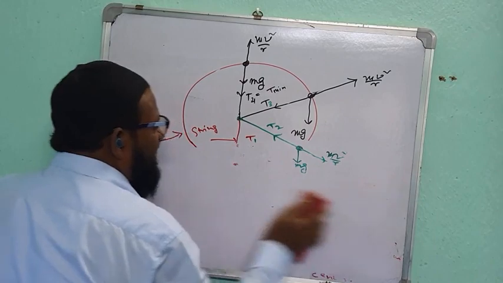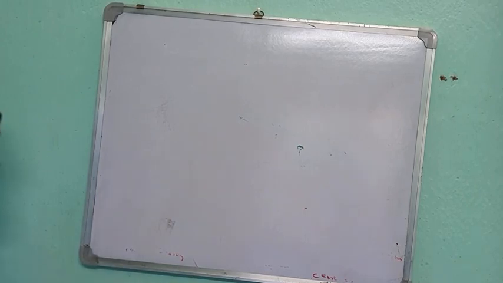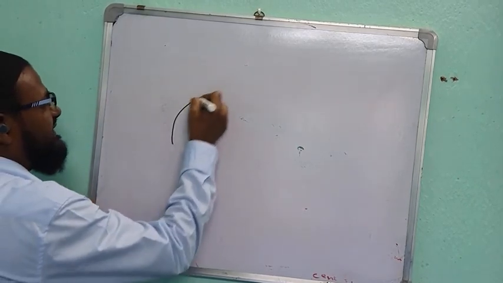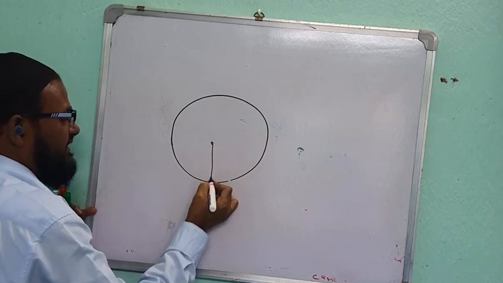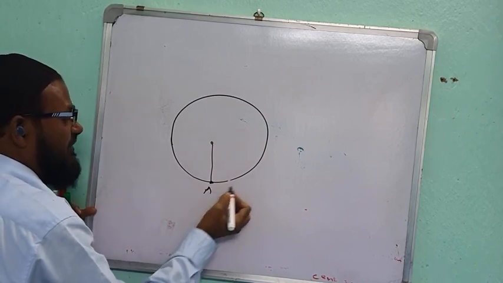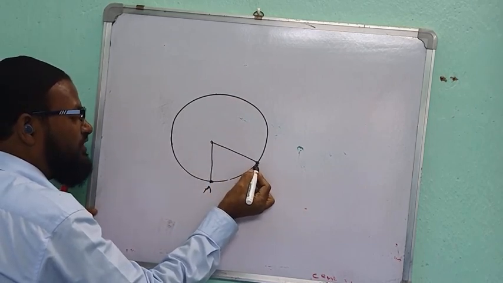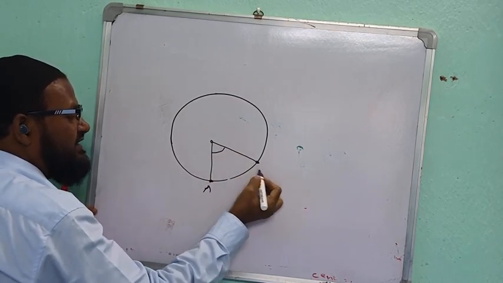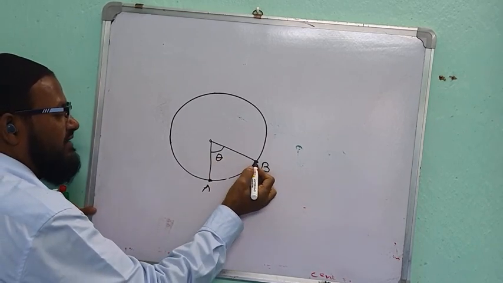Okay. Next part is very important. Please see here. This is the vertical circle. This is the lowest position, A, and this is the highest position. I am taking any position, this B, at angle theta. The body is here.